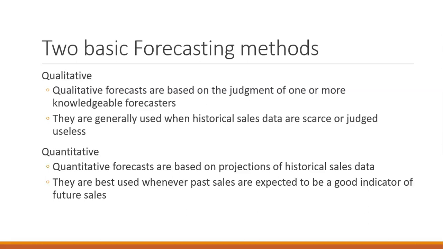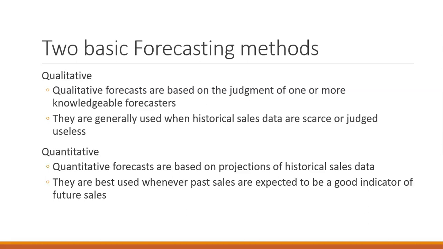There are two basic forecasting methods for sales: qualitative forecasts and quantitative forecasts. Qualitative forecasts are based on judgment and knowledge. They're generally used when we don't have the numeric information we need, or the sales data we need is flawed in some way. We've had a major disruption and we don't believe the historical information is accurate anymore, or we're a brand new company, or we just have volatile sales.